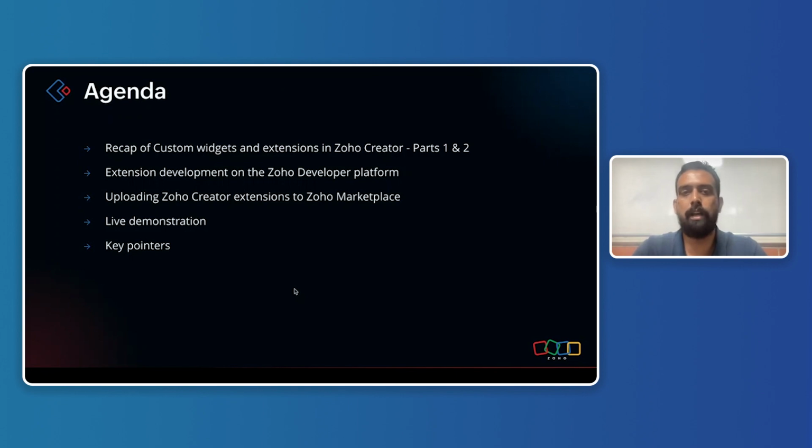We have first the recap of the custom widgets and extensions in Zoho Creator part 1 and 2. For people who have joined new, I'll be happy to give you a small recap of the widget extensions part 1 and 2. Then we'll move on to the Zoho Developer platform, and we'll be showcasing how you can use the Zoho Developer platform and the Sigma platform to upload your widget extension into review for Marketplace, and then you can host it inside the Marketplace.